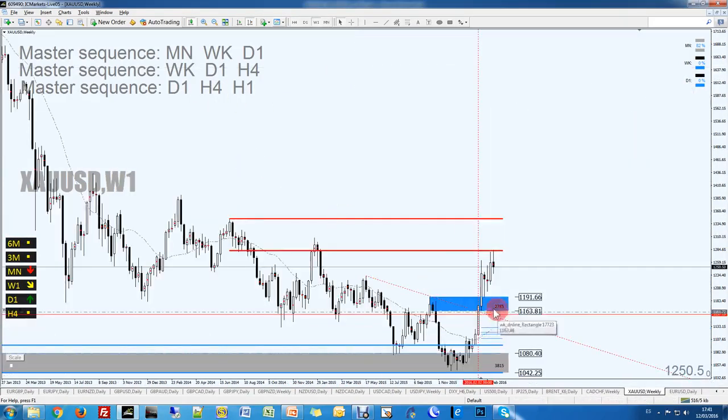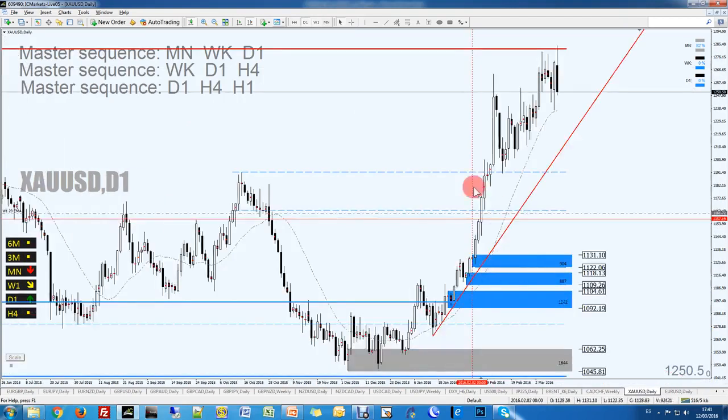So we hit that area of supply here, over there, and this is taken out. And this is the trade. We were talking about that one. Some of you took it. And here they are. If we wait for confirmation, we can take it, and then we continue.